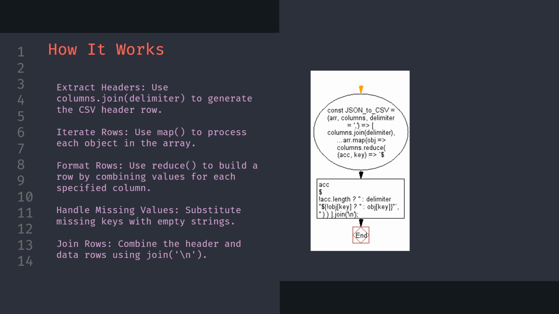This function performs five key steps. First, we generate the header row using the column names. Then, we iterate through each object in the array to process its values. For each row, we extract only the specified columns and format their values. Missing values are replaced with empty strings. Finally, we combine the header and data rows into a single CSV string, separated by newline characters.